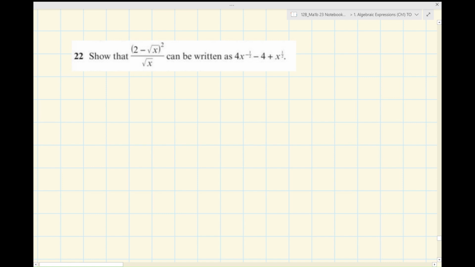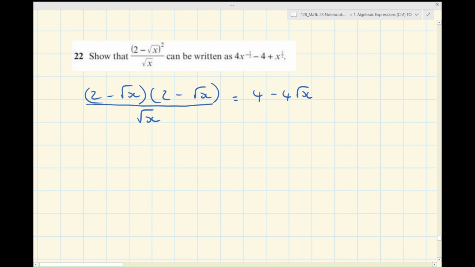Question 22. Right, well, I'm going to mess around with this expression and hope that I end up with something which looks like what the question is specifying I should end up with. So I'm going to have 2 minus root x multiplied by 2 minus root x all over root x. Right. Well, multiplying out those brackets, I'm going to have 2 times 2 is 4, minus 2 root x minus another 2 root x, and then plus x. And that's all over root x.